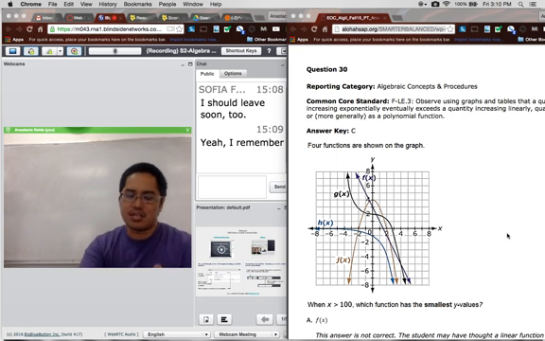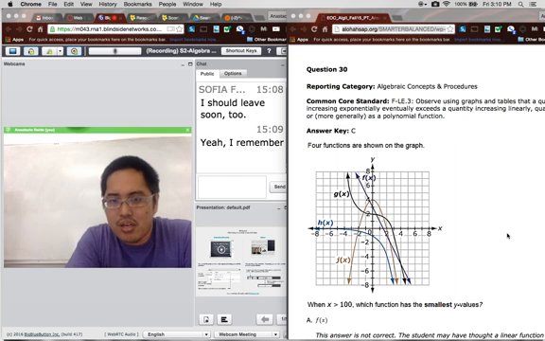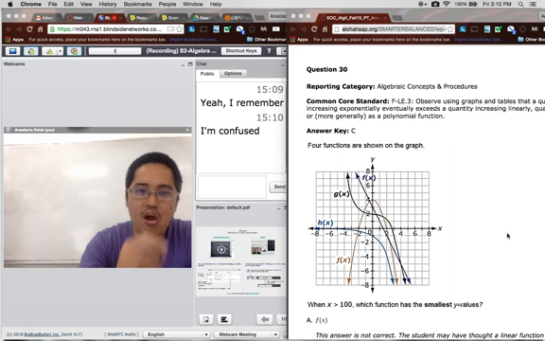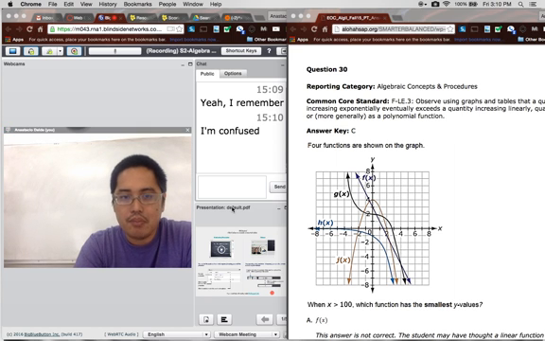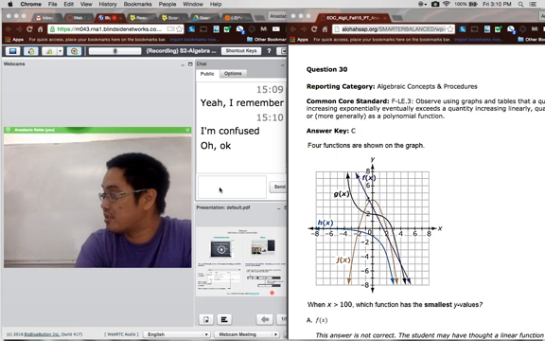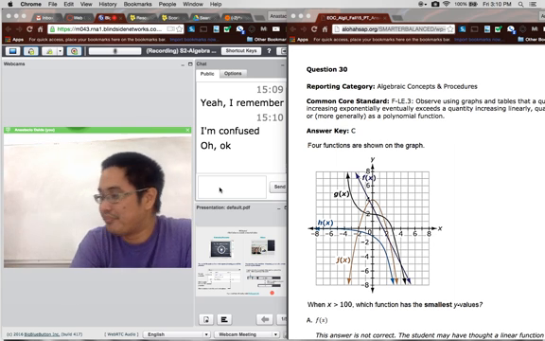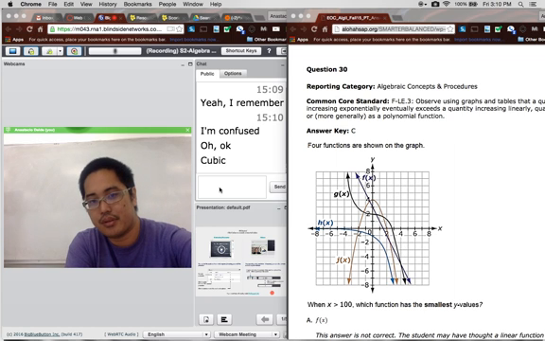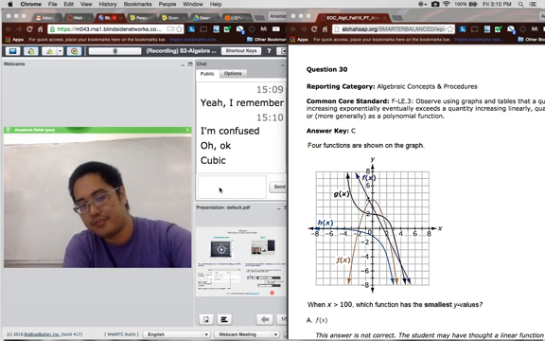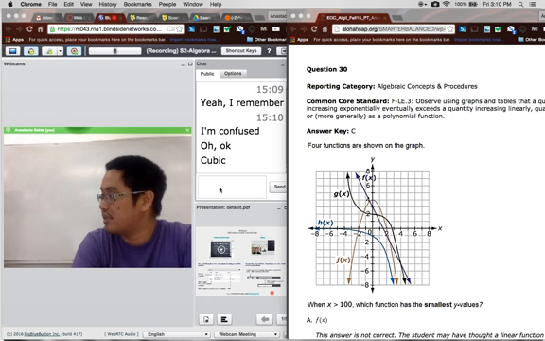Okay. Let's talk about each of these functions. What kind of graph is F? Sophia, I'm on page 48. It's question number 30. Yes, you're right. F is a linear function. It's a line. What kind of graph is G? Sophia said it. It's a cubic function. Yes, you're right. It's a negative cubic function.